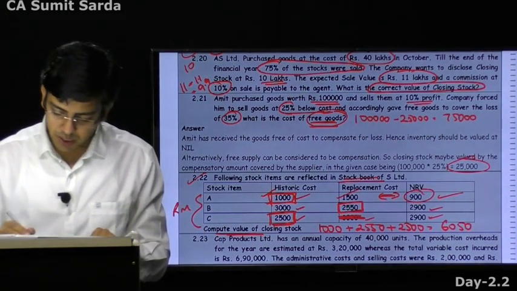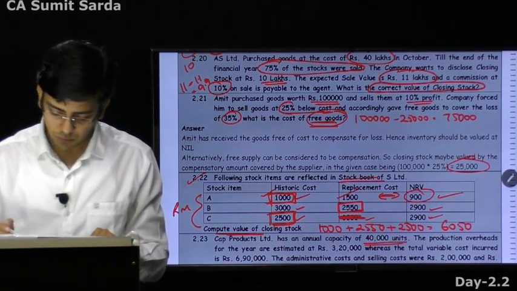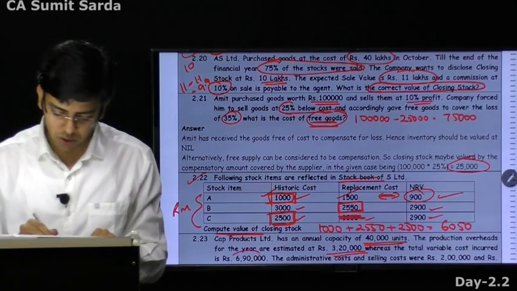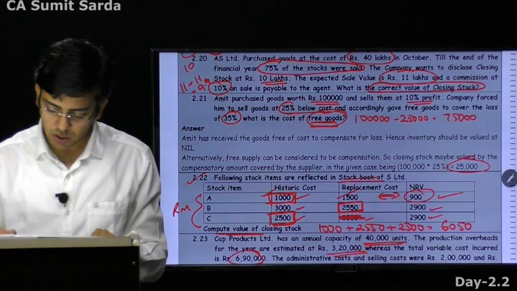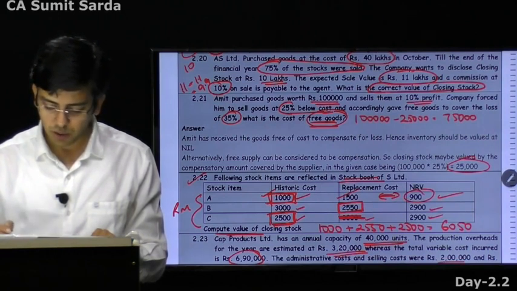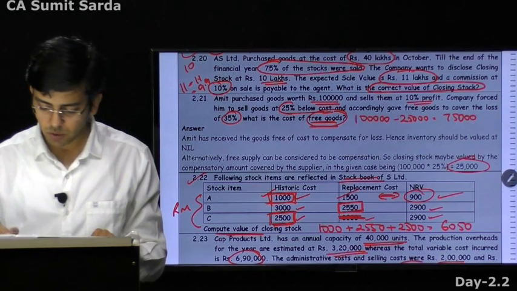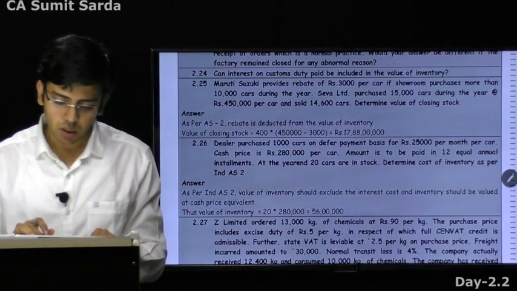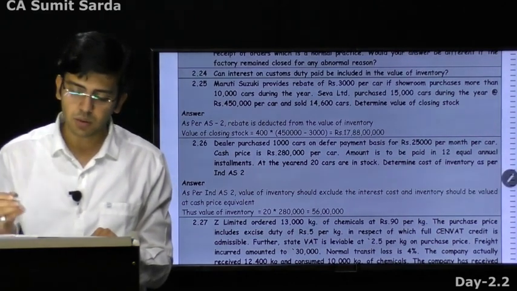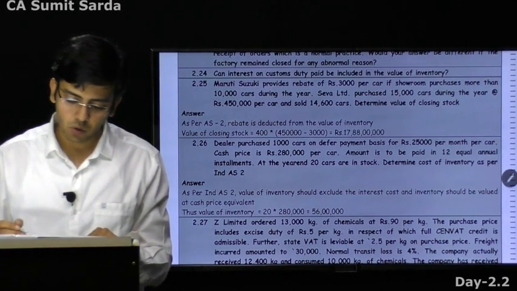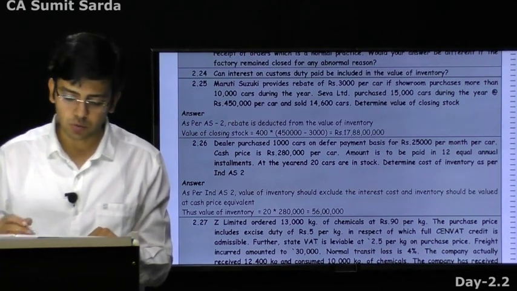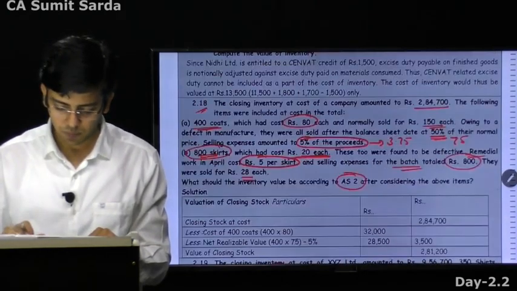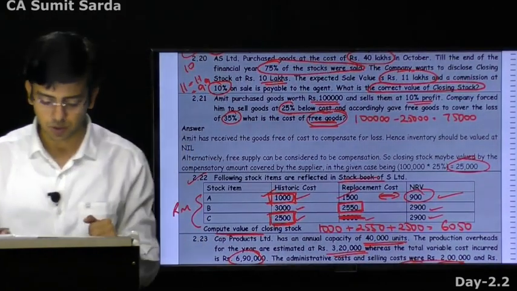Question 23. Cap Product Limited has an annual capacity of 40,000 units. Production overhead for the year is 3,20,000. Whereas the variable cost incurred is 6,90,000. Administrative cost and selling cost are 2 lakh and 1,80,000 respectively. At the year end, there are 6,000 units in stock. Find out the value of inventory given the factory remained closed for 1 month for non-receipt of orders, which is a normal practice. This is not abnormal. I'm not reading the remaining question. We'll solve this much first.